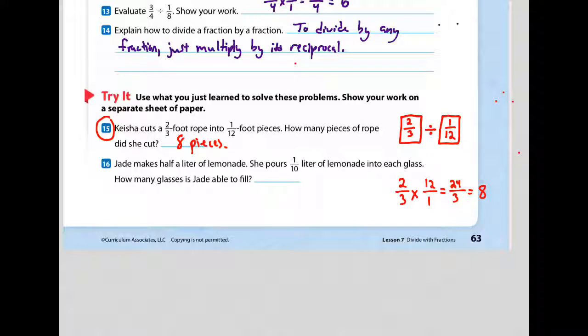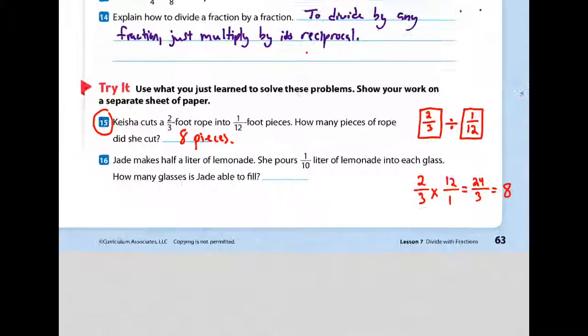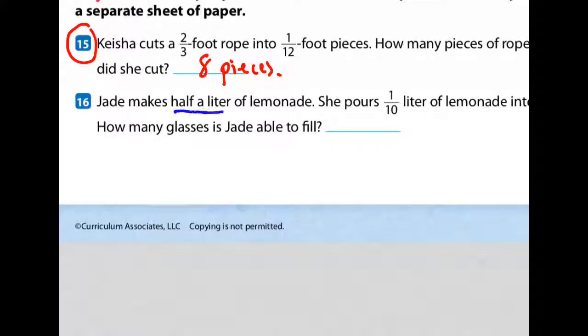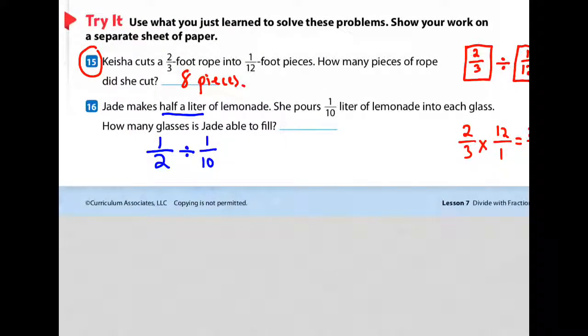So it says, Jade makes half a liter of lemonade. She pours 1/10 liter of lemonade into each glass. How many glasses is Jade able to fill? So when it says she makes half a liter, that's the fraction 1/2. So she's taken her half liter of lemonade and she's splitting it or dividing it into 1/10 liter servings that go into each glass. So when it says how many glasses is Jade able to fill, you basically want to find out how many 1/10ths are there in 1/2.